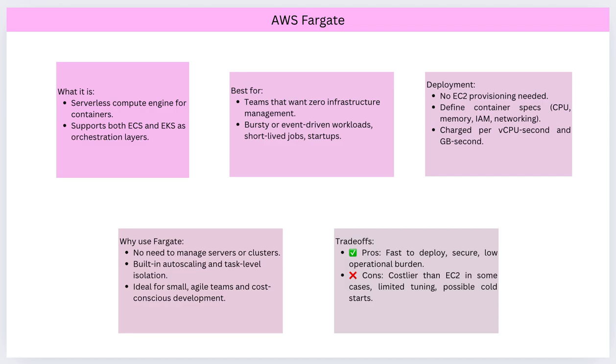Now let's talk about the engine behind both ECS and EKS, which is AWS Fargate. Fargate is serverless compute for containers. No EC2, no node groups, just containers. Use cases: small teams or startups, event driven or spiky workloads, short lived background jobs.